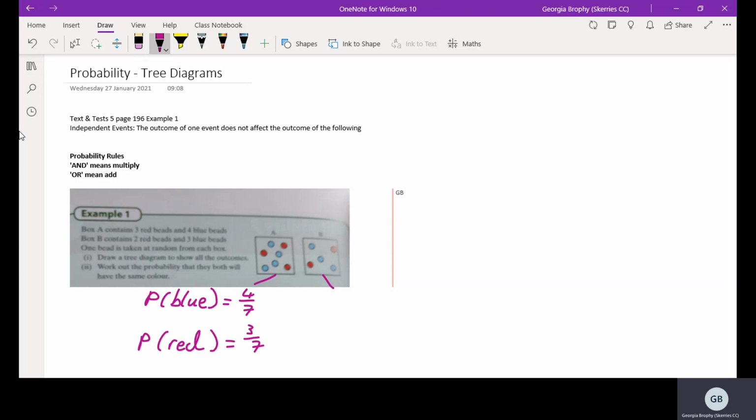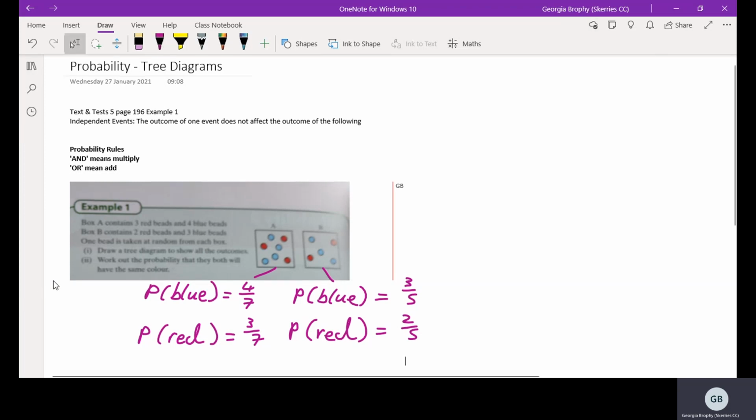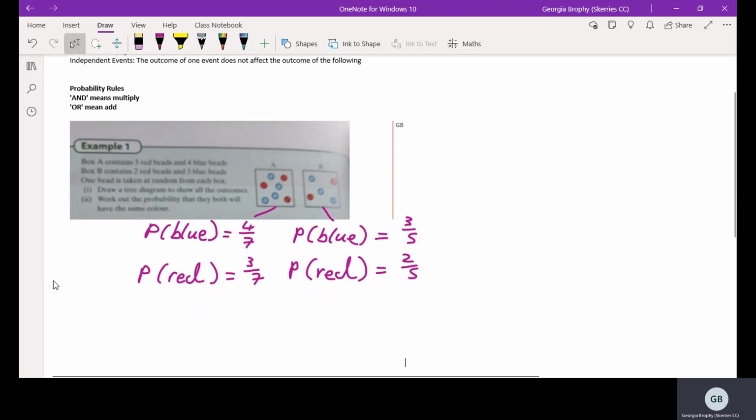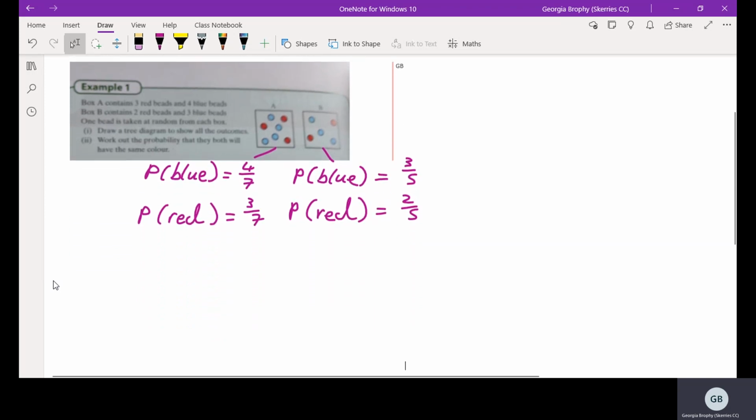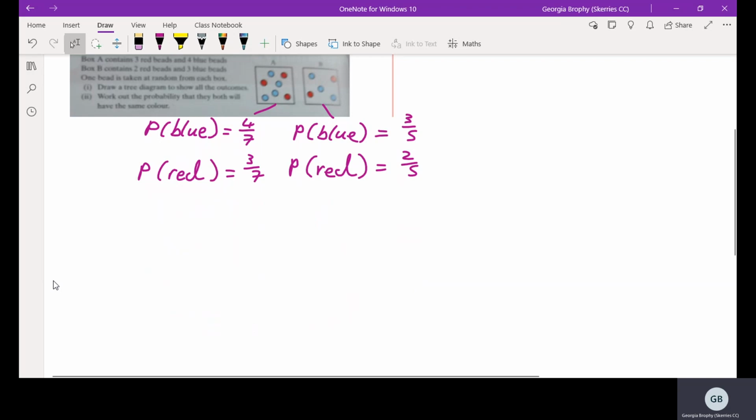Box B then has 5 beads in it. Probability of choosing blue, well, 3 of them are blue, so that equals 3/5. And the probability of choosing red equals 2/5. You'll notice here with box A, the probability of choosing blue plus the probability of choosing red adds up to 1. The probability of an event that is certain to happen, so you would choose blue or red, is always 1. Now what have they asked us to do?